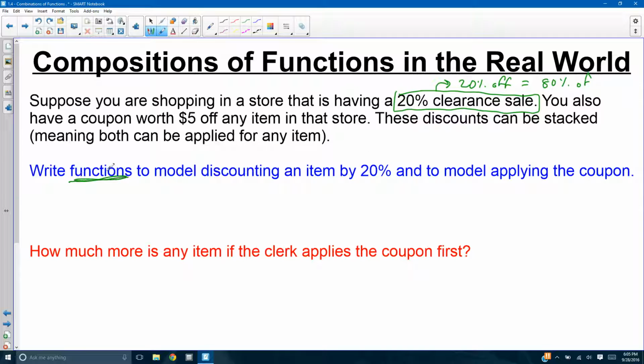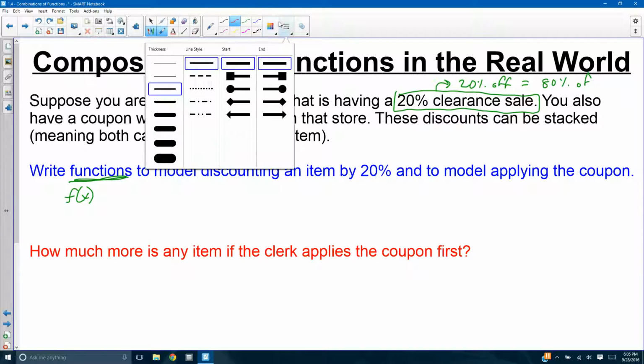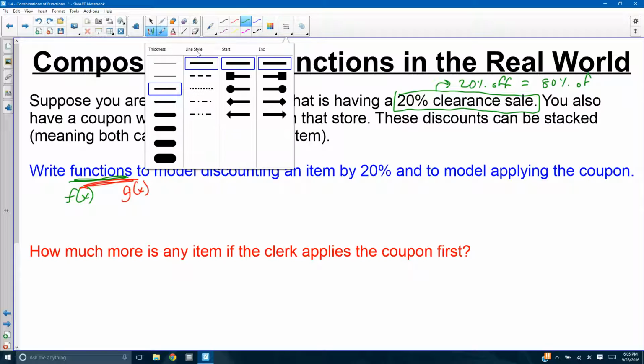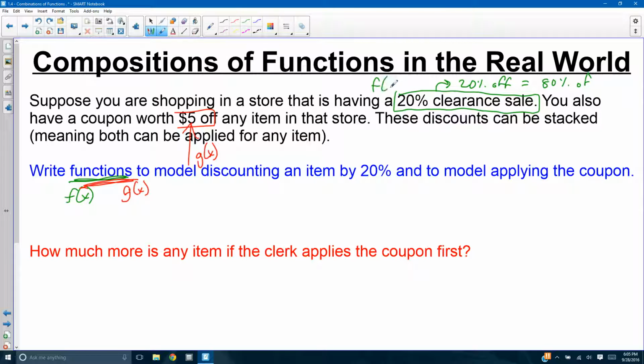So we have two different functions here. We're going to write f of x, and we're going to do g of x also. How about that? Let f of x represent the 20% off clearance sale. $5 off will be g of x. Now it doesn't say it here, I probably should have written it: if x represents the number of dollars for a single priced item, just like we had for the last one there, then we can find these out here. f of x would be taking 80% of x.